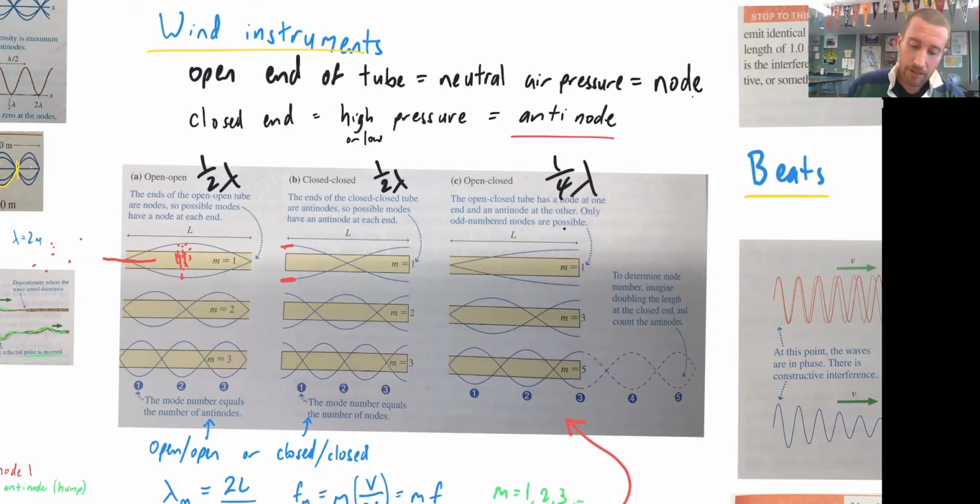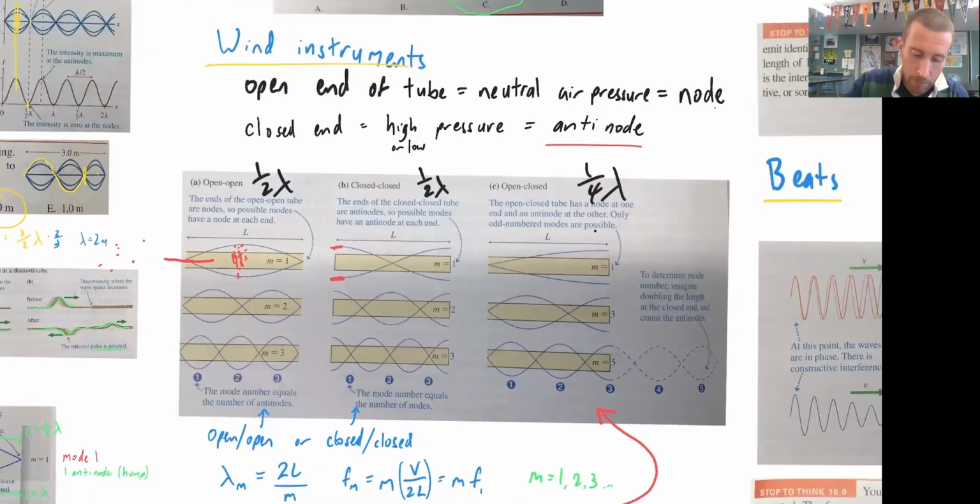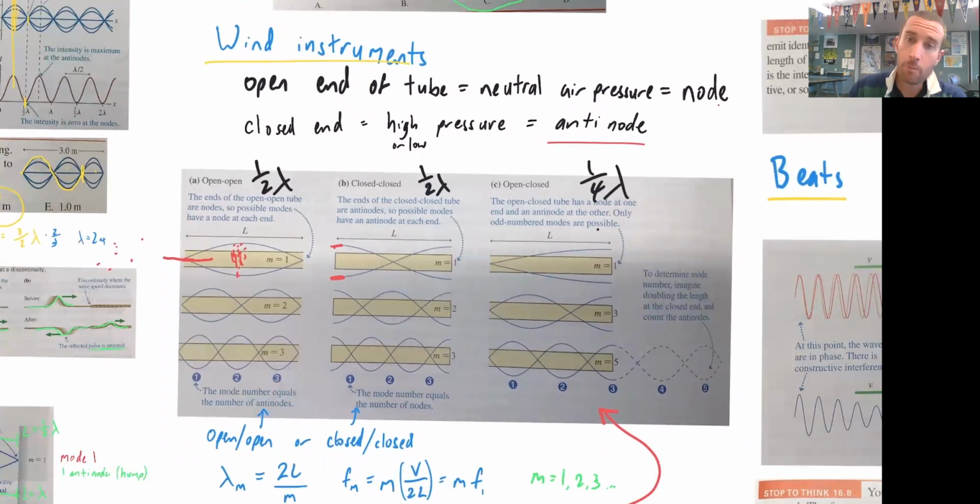So my 3 options are either a tube that is open, open. If it's open, open, then both sides have to be a node. And so then I would get these pretty normal looking one hump, two humps, three humps kind of things, just like a string. And so then the length would be half of a wavelength, or two halves of a wavelength, or three halves of a wavelength, or what have you.